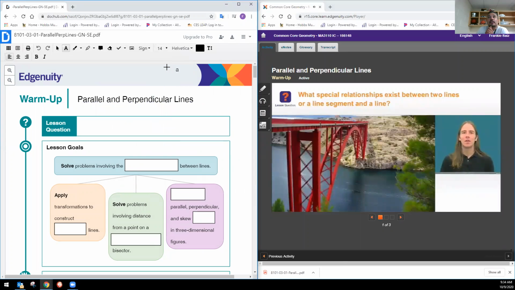Have you ever noticed in architecture, such as the architecture of bridges, that you can find a lot of parallel or even perpendicular lines? Architects use a lot of these types of lines because they have a nice visual appeal, but also good engineering reasons. In this lesson, we'll be taking a close look at the relationships between lines and line segments when we ask the question, what special relationships exist between two lines or a line segment and a line?